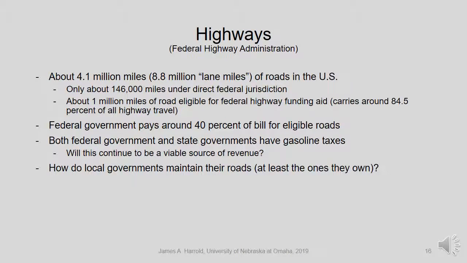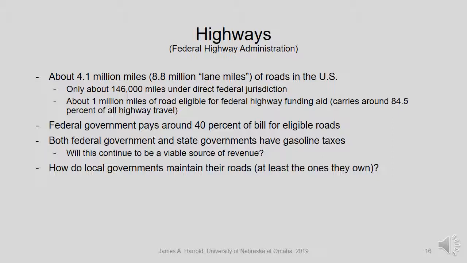Highways. I wanted to talk about highways a little bit. There's about 4.1 million miles of road in the United States. I get this from the Federal Highway Administration. That's about 8.8 million lane miles if you're counting multiple lane roads. The federal government isn't responsible for most of those roads. The federal government really only owns just 150,000 miles of road, right?